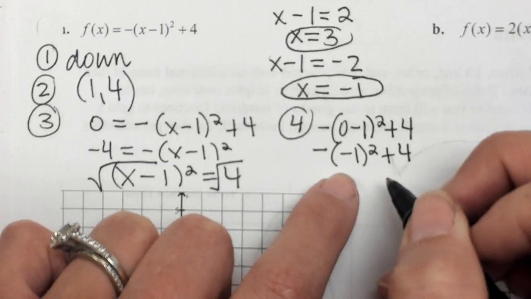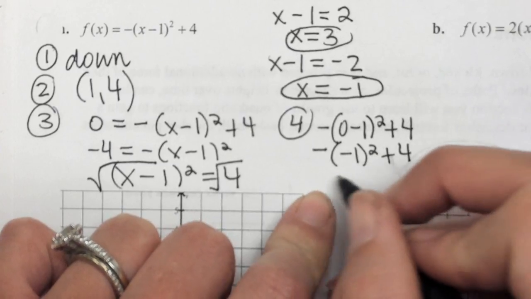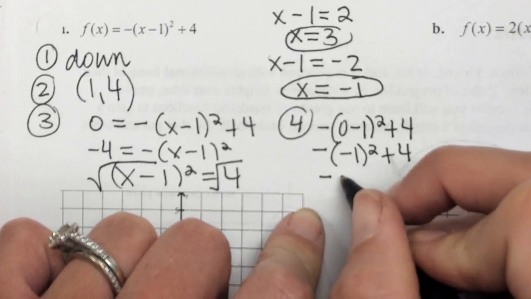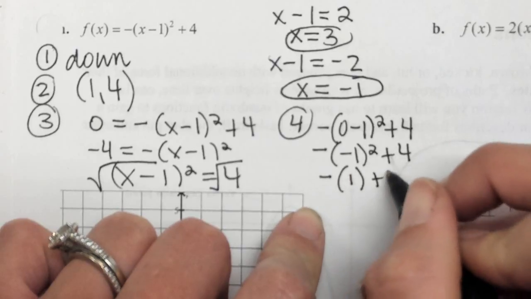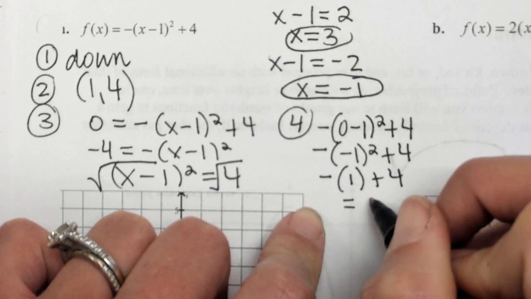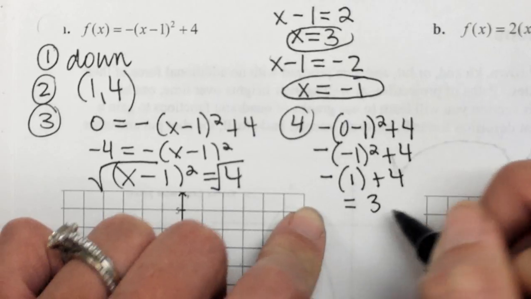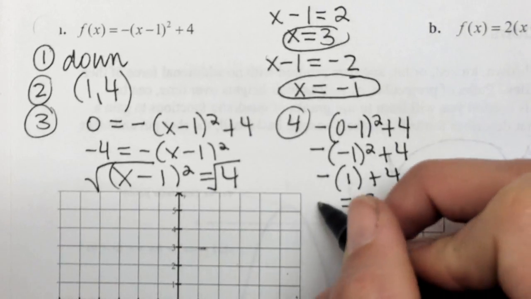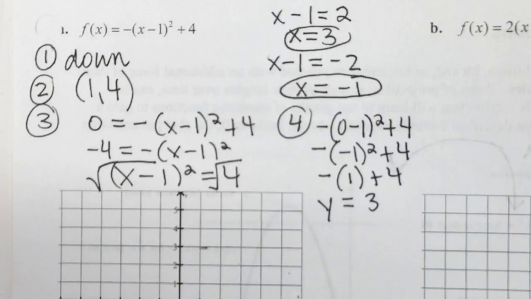Exponents come first in order of operations. So what's negative 1 squared? Just 1. And what is negative 1 plus 4? 3. Good. I'm going to put y, because that was our y-intercept. Now we can graph all of these points.